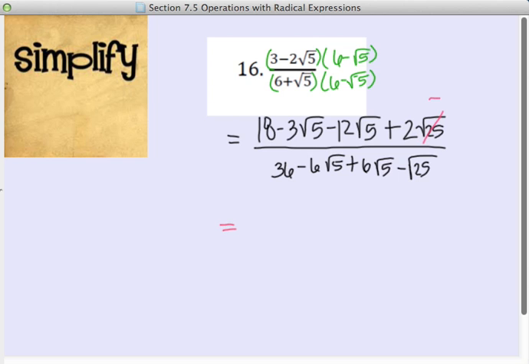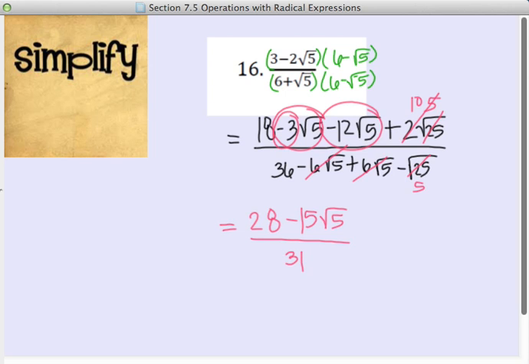So this would really be 5, so it would be 2 times 5, which is 10. So 18 plus 10 will give you 28, minus negative 3 radical 5, minus 12 radical 5 is minus 15 square root of 5, all over. These will cancel, and this is 5. So 36 minus 5 is 31. Can I factor anything out of the numerator that will cancel with the denominator? No, I cannot in this case. So there is my simplified form.